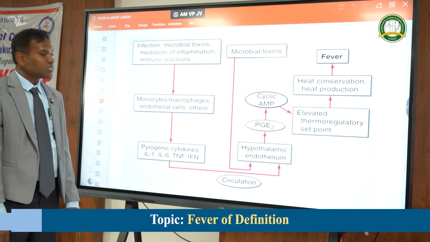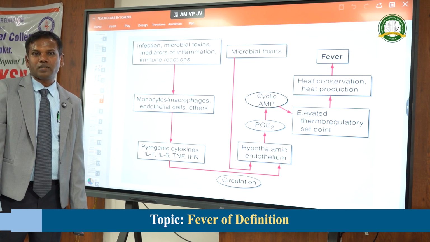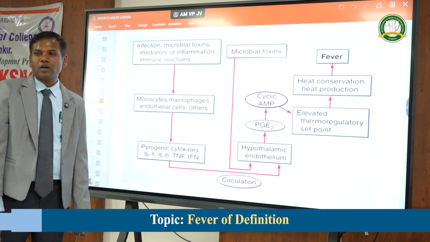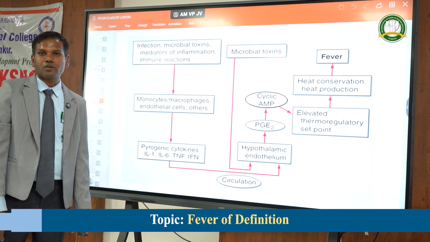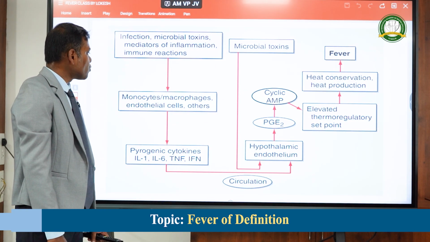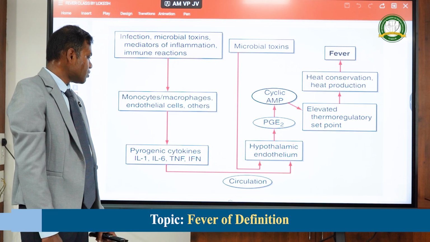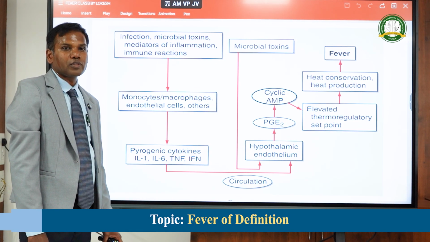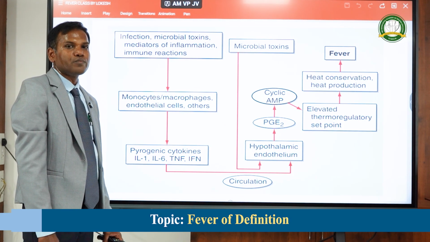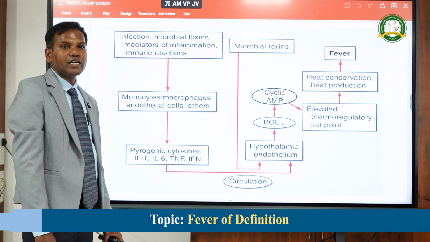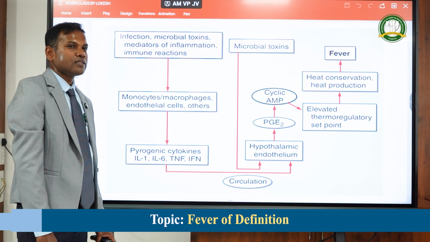So, what are the things which can lead to fever? Infections, inflammation, and microbial toxin related release of lipopolysaccharides: gram negative bacteria release lipopolysaccharides, interleukin 1, interleukin 6, tumor necrosis factor, all these things. Monocytes, macrophages and endothelial cells release the pyrogenic cytokines, which act on the hypothalamic endothelium, releasing PGE2 and cyclic AMP, elevating the thermoregulatory set point, causing heat conservation and heat production, and later resulting in fever.